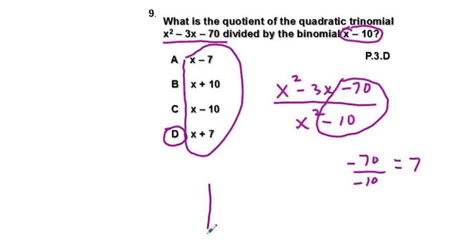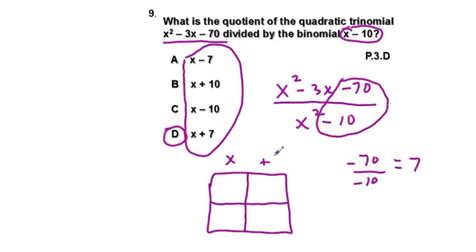And if we just multiply these back together, our quotient, x plus 7, times our divisor, x minus 10, we should get x squared, plus 7x, minus 10x, and minus 70. That's minus 10x and plus 7x, so we should have here negative 3x minus 70.